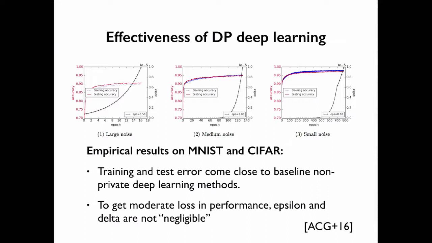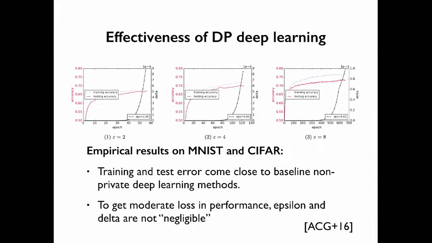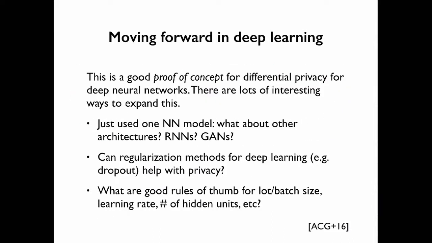Essentially, they tried it on MNIST and CIFAR, and what they found was that training and test error comes quite close to baseline non-private deep learning methods. Okay? But to get a moderate loss in performance, epsilon and delta had to be non-negligible, right? So yeah, they had to be non-negligible. So this was again an excellent proof of concept for differential privacy in deep neural networks, and there are lots of open questions.